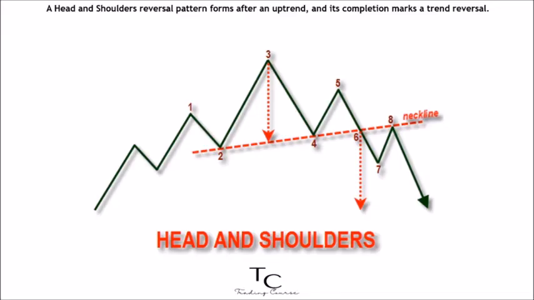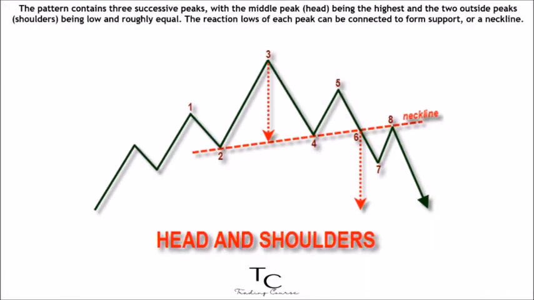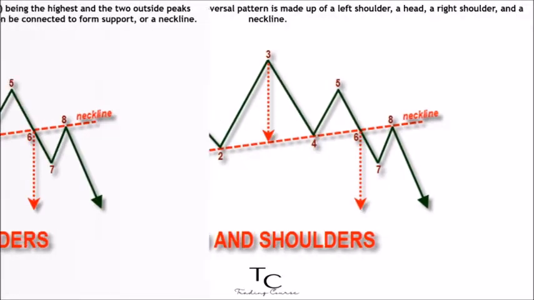A head and shoulders reversal pattern forms after an uptrend, and its completion marks a trend reversal. The pattern contains 3 successive peaks, with the middle peak, the head, being the highest and the 2 outside peaks, the shoulders, being low and roughly equal. The reaction lows of each peak can be connected to form support, or a neckline.